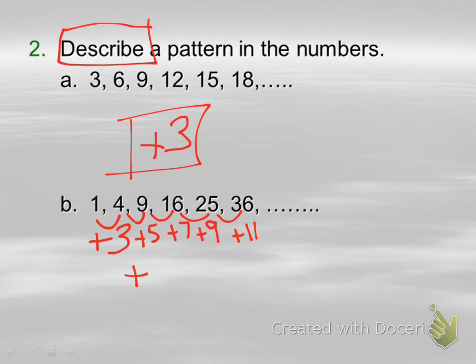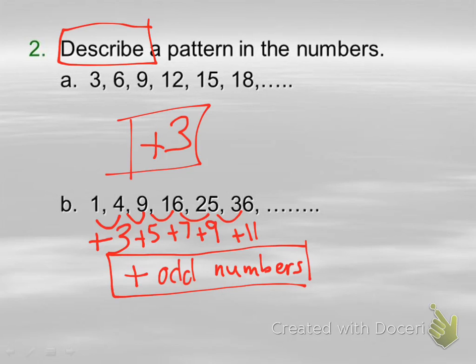How would you describe the numbers 3, 5, 7, 9, 11? Very good. Adding odd numbers. Alright, that's one way to describe it. I will use another color to describe it in another way. Does anyone notice anything else significant about these numbers 1, 4, 9, 16, 25, 36?